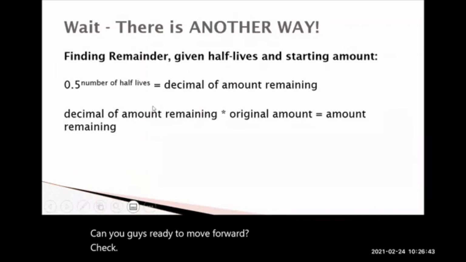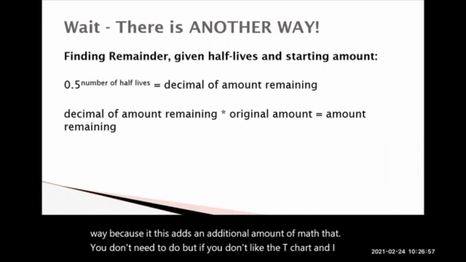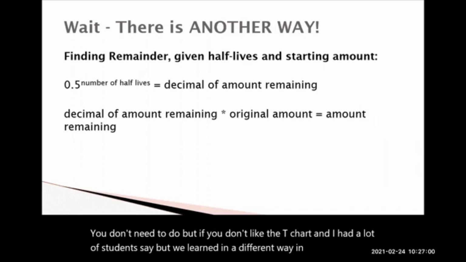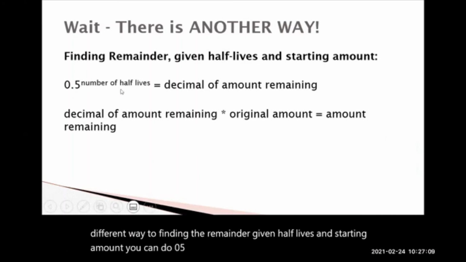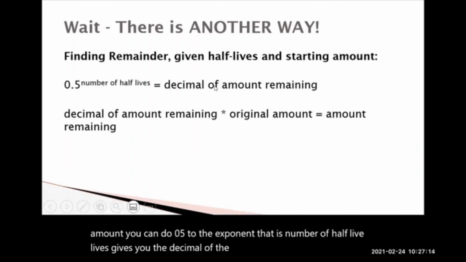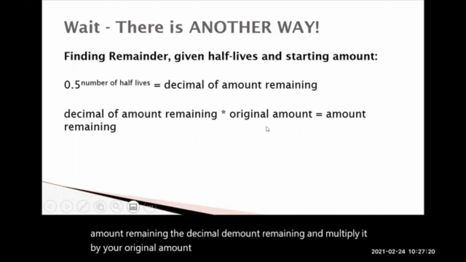So there's another way of doing it. I don't really like to teach this way because it just adds an additional amount of math that you don't need to do. But if you don't like the T-chart, and I had a lot of students say, but we learned it a different way in math, here's a different way. For finding the remainder, given half-lives and starting amount, you do 0.5 to the exponent, which is the number of half-lives, and that gives you the decimal of the amount remaining. You take the decimal of the amount remaining and multiply it by your original amount, and you get your amount remaining. So it's a 2-step. It's a similar amount of math, but it's a different kind of math.